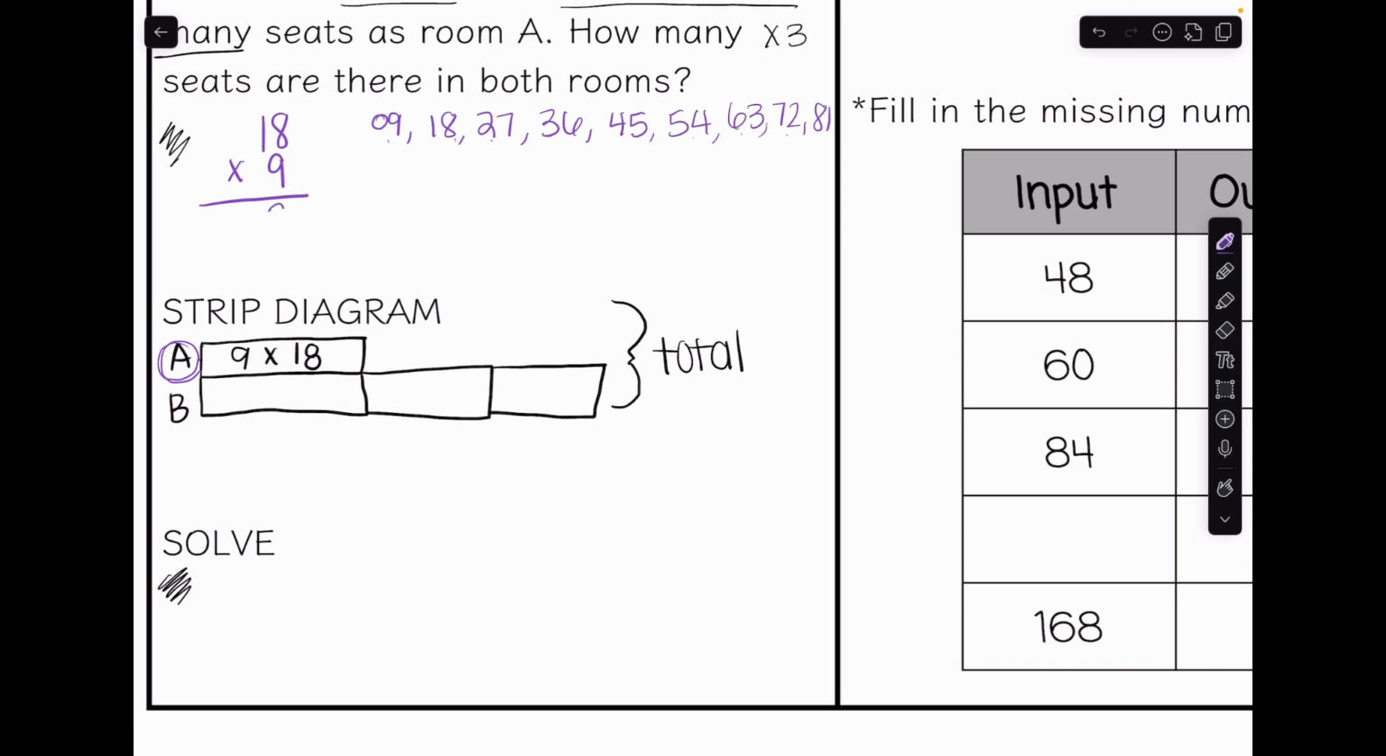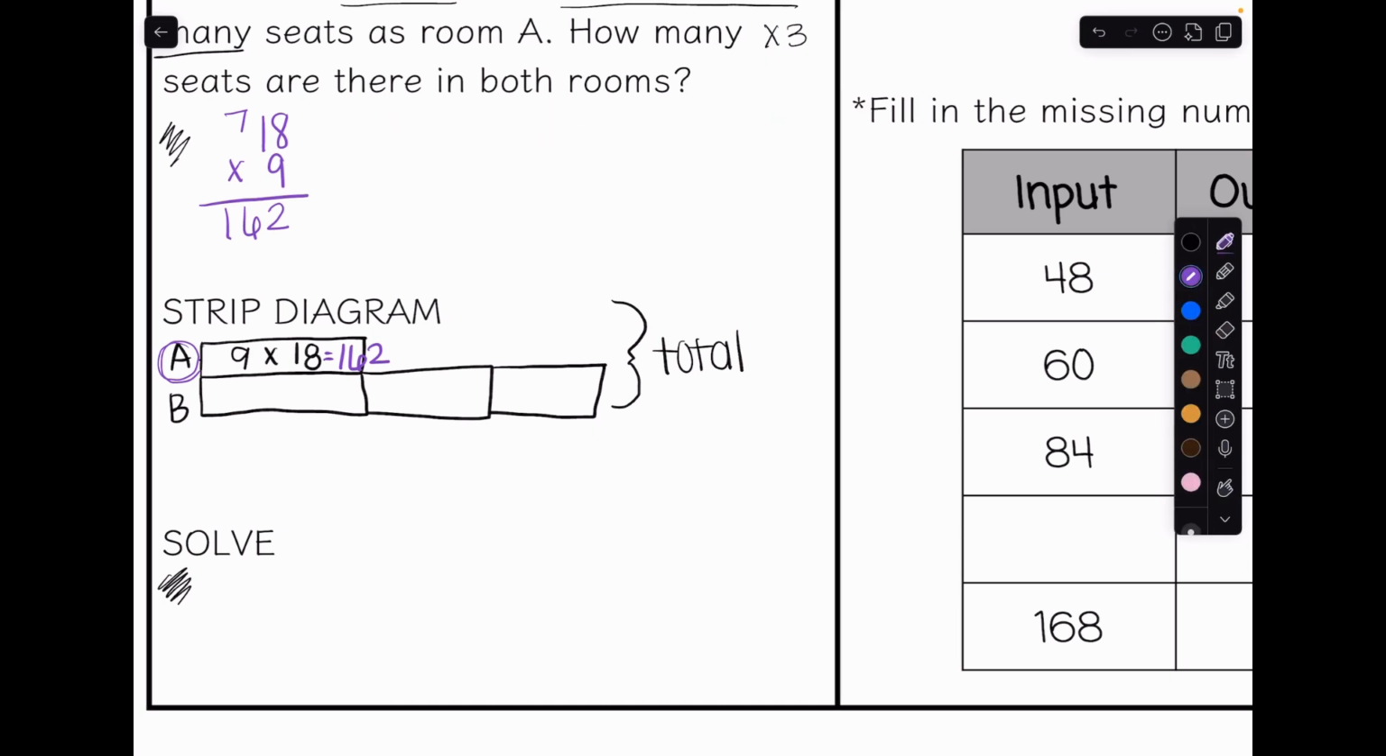Okay. 2 goes in my ones place. 7 comes up. 9 times 1 equals 9 plus 7, 16. Great. So how many seats are in room A? 162. But we're not done yet.